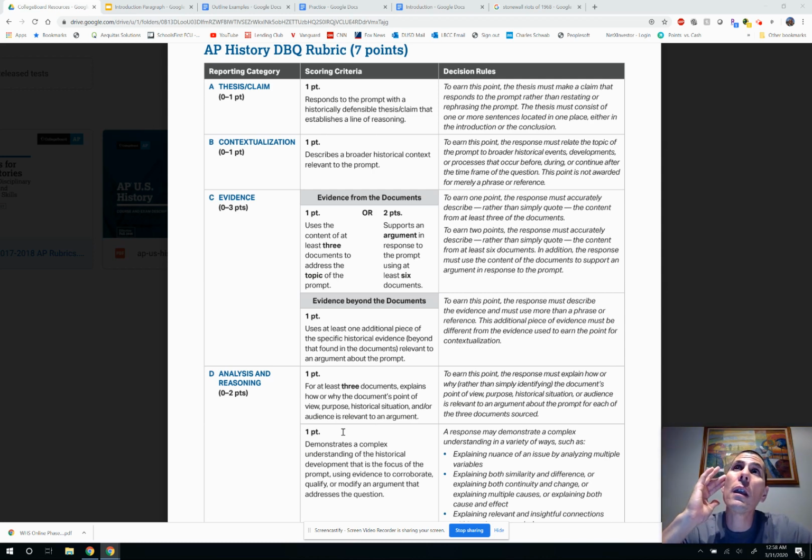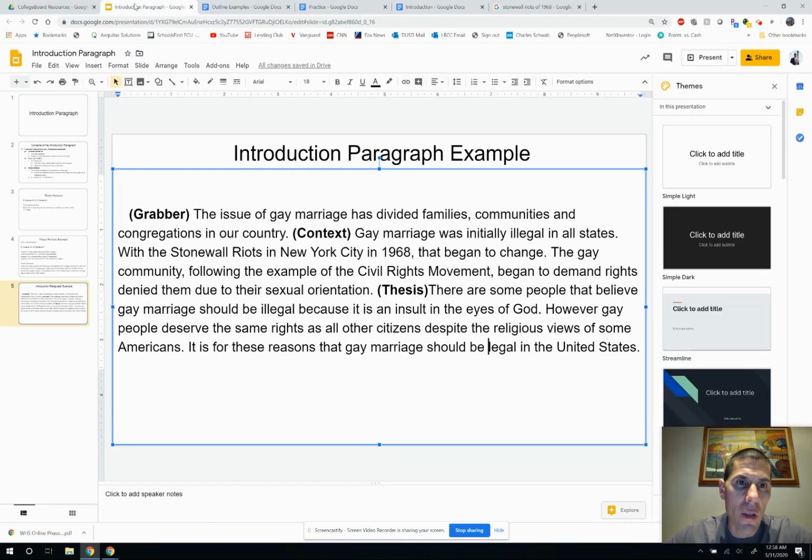So understand this: you have a task, and your task is to get the maximum points for each one of these categories. And along the way, hopefully you're writing a good essay, right? But you want to max out each one of these points. So it's important you understand that. Okay, so let's go into this.